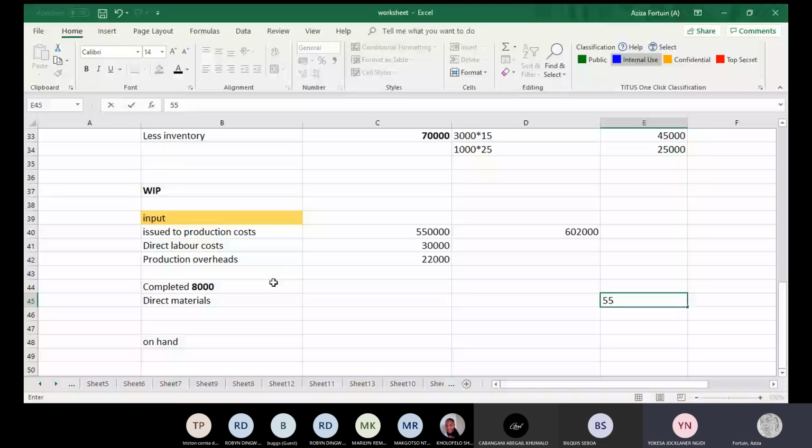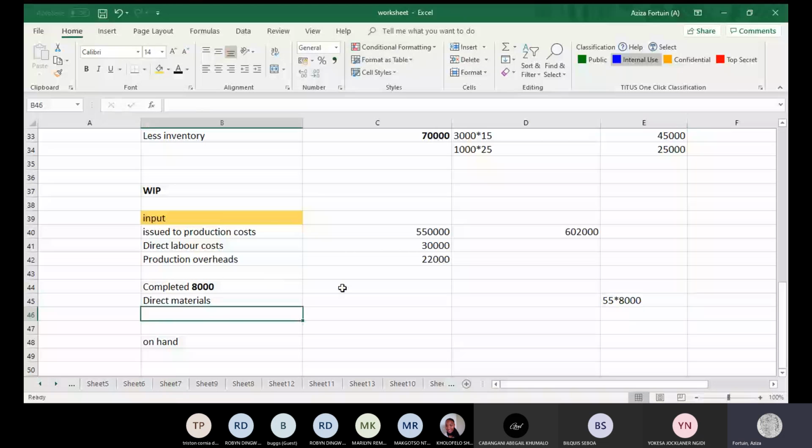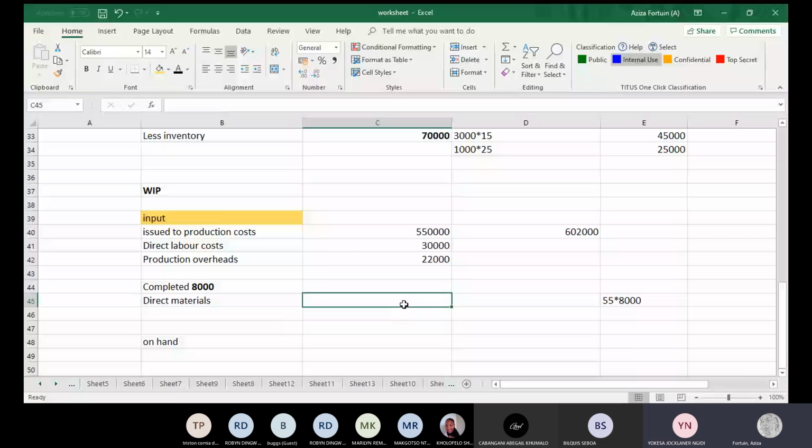You're going to multiply it by your 8,000 units, because that is what you will have on your direct material. So what is 55 times 8,000? It's 440,000. Thank you. So everybody knows how we got that figure.